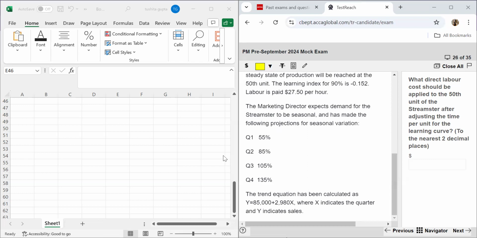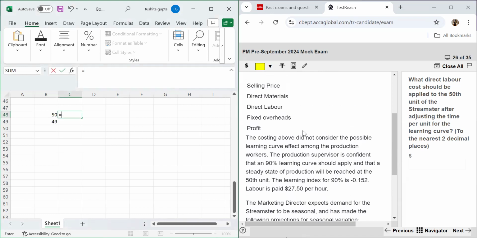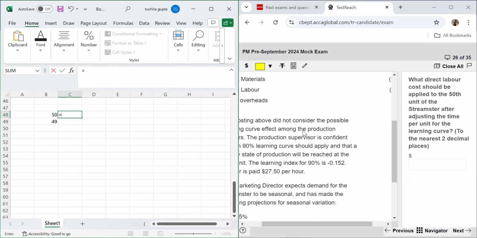So we are going to use the formula over here, the algebraic approach. So 50 units and 49 units, then we're going to find out the time difference. So let's see what our cumulative time is going to look like. Y equals a x to the power of b. So we are already given the b. So a over here is the time that it's going to take for the very first unit. So let's see what's given with respect to this in the question.